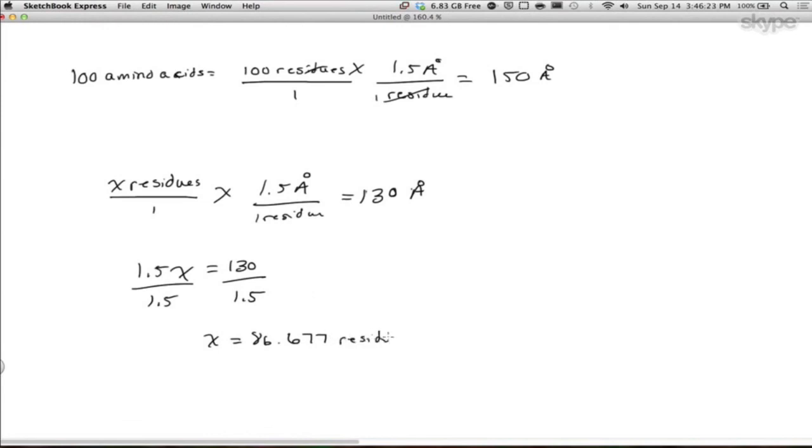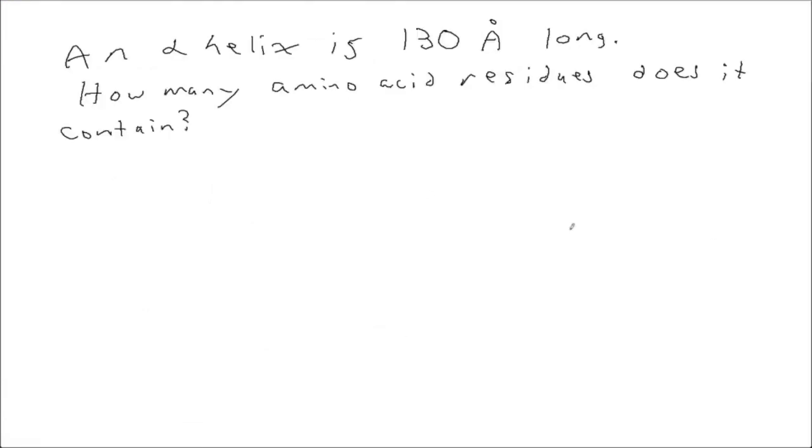Now notice this is only approximate. You can't actually have a fraction of a residue. If this is the complete peptide, you can't really have a fraction of a residue. The point is that it's probably pretty close to 86 or 87 residues, because these numbers are all just approximate. Okay, so that's a good method for solving that.